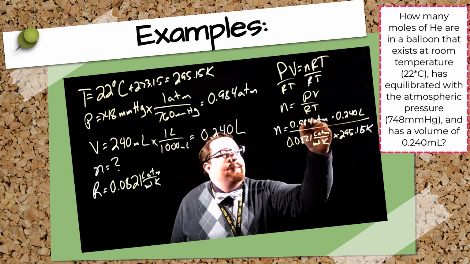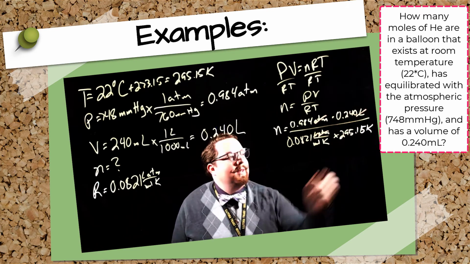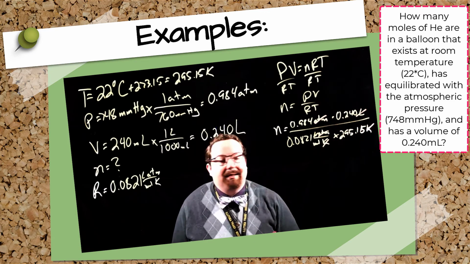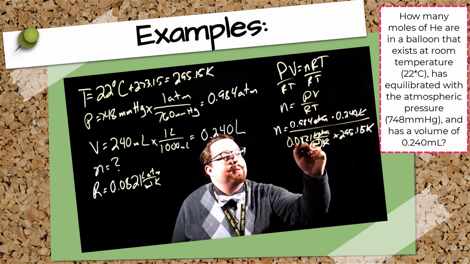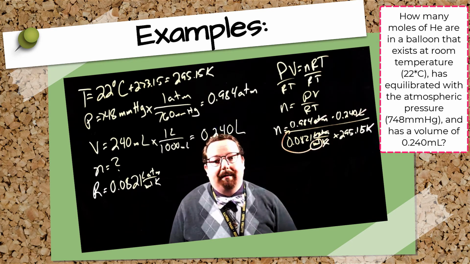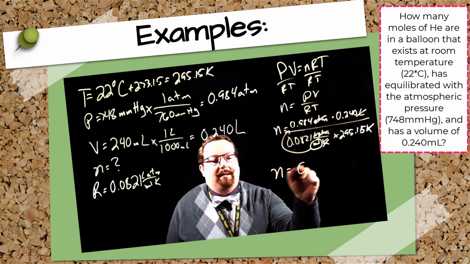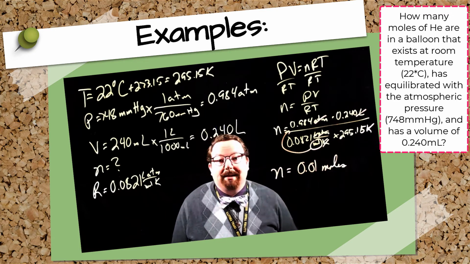We have atmospheres on top, atmospheres on bottom, liters on top, liters on bottom. On the bottom half of our equation, we have Kelvin on top, Kelvin on bottom, so that cancels. And we have a fraction inside of a fraction with moles on the bottom, so that means the moles moves up to the top, and that's what we're looking for. So if we punch that in the calculator, we get that there are 0.01 moles of our gas inside of our balloon.